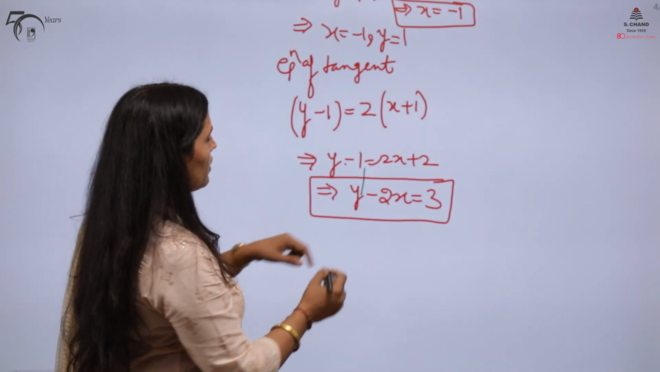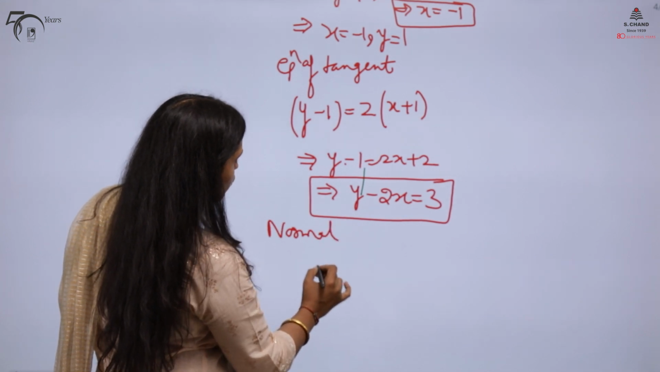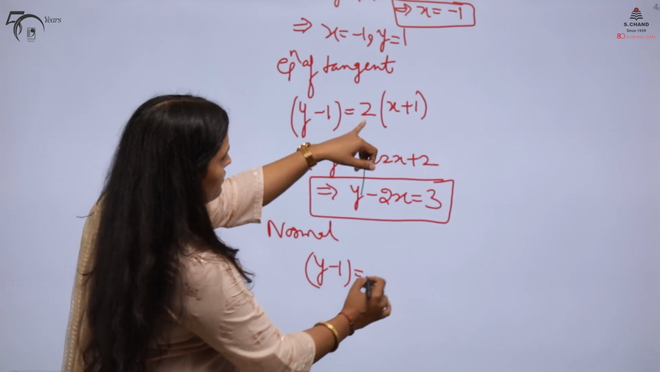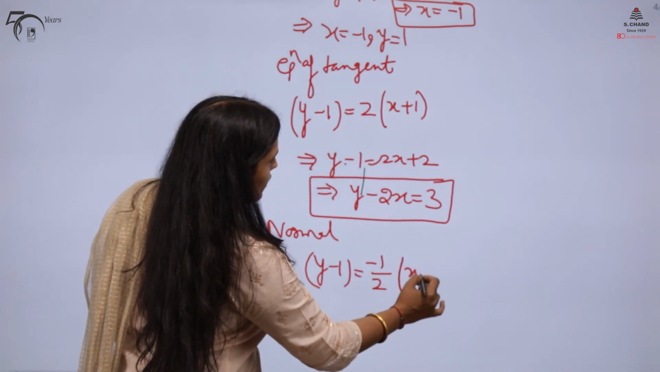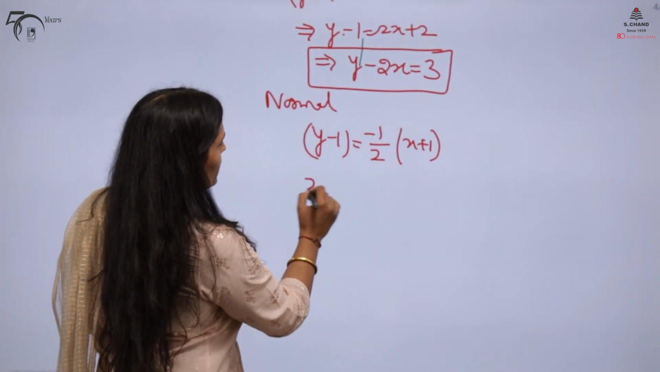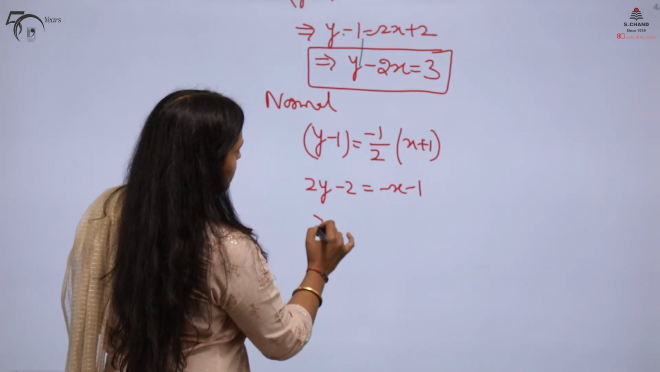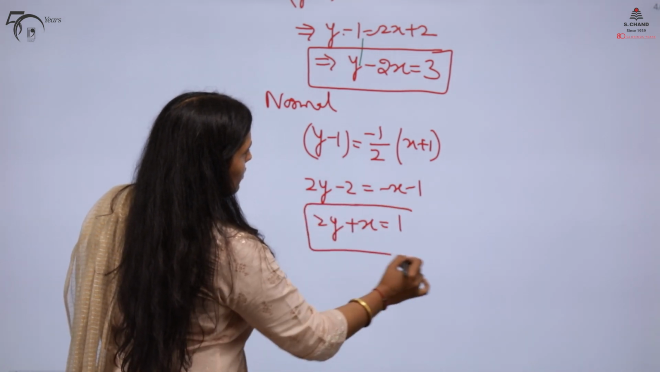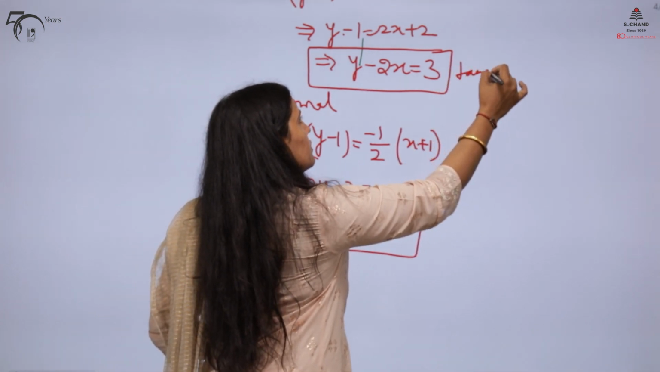If you want to write the normal equation for the same question, no issues. Simply write the same thing; the only change is that you put a minus sign and take the slope in the denominator, and you will get your normal equation. Just simplify it. If you know the tangent equation, it becomes easy to write the normal equation. So 2y plus x is your normal equation. This is your tangent equation and this is your normal equation.